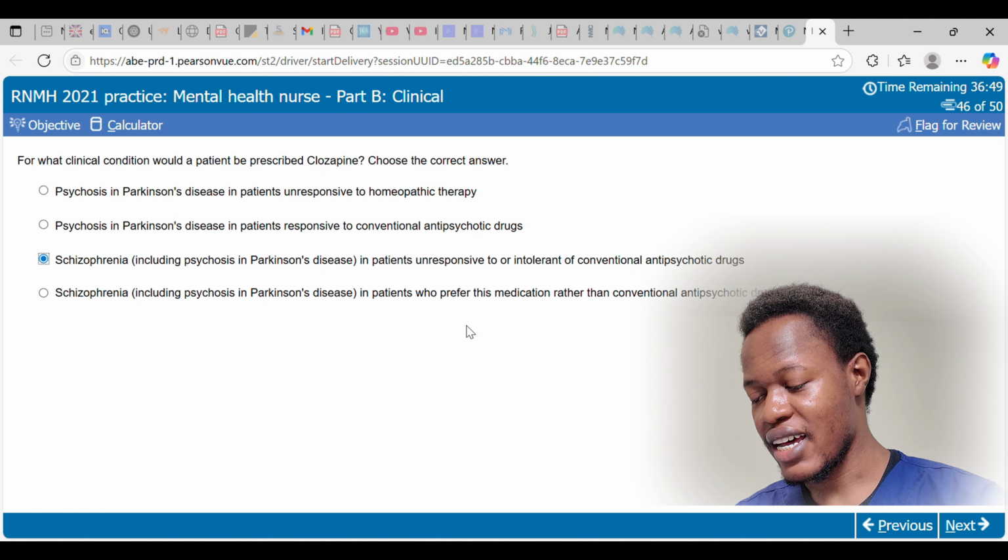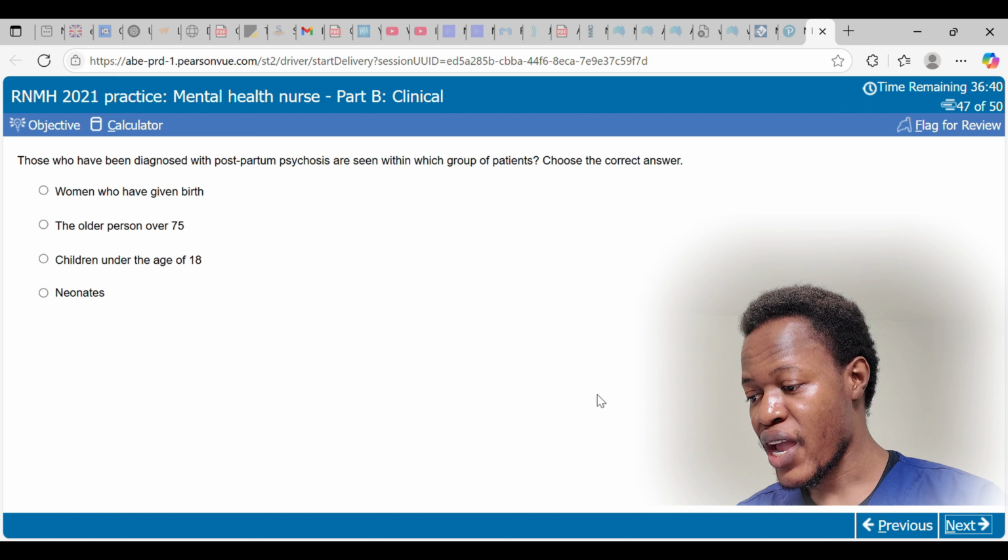When, like, in advanced conditions or when they are unresponsive to other antipsychotic drugs. So, those who have been diagnosed with postpartum psychosis are seen within which group of patients? Choose the correct answer. I don't know.